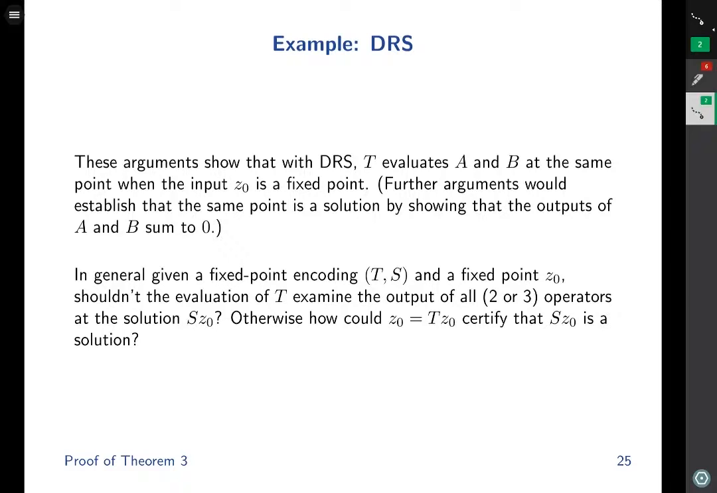Further arguments would establish that this same point at which A and B are evaluated is a solution by showing that the outputs of A and B sum to 0. In general, given a fixed point encoding T, S and a fixed point z0, shouldn't the evaluation of T examine the output of all 2 or 3 operators at the purported solution S z0? Otherwise, how could the fact that z0 is a fixed point certify that the output of the solution mapping is indeed a solution?